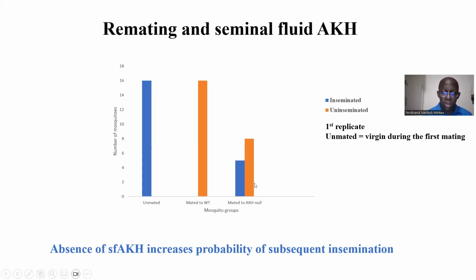But you can see that when AKH is absent, you increase the percentage of insemination. It means that the absence of seminal fluid AKH increases the probability of future insemination.